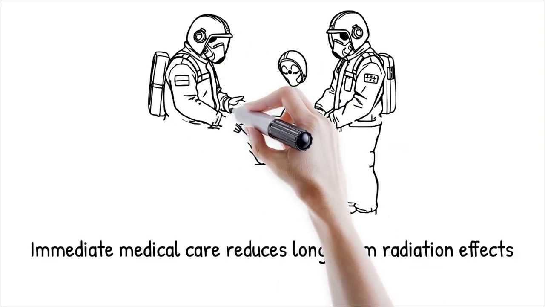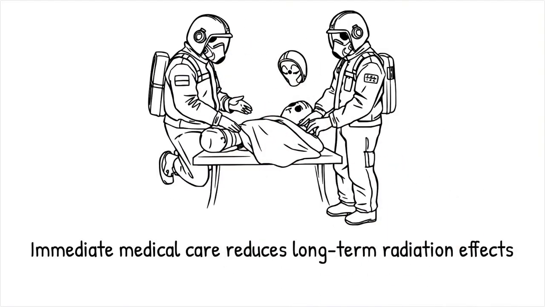For example, in a fallout scenario, emergency responders might administer potassium iodide to exposed individuals to reduce the risk of thyroid cancer. It's like applying a protective cream to a sunburn. Immediate treatment can prevent further damage and promote faster recovery.